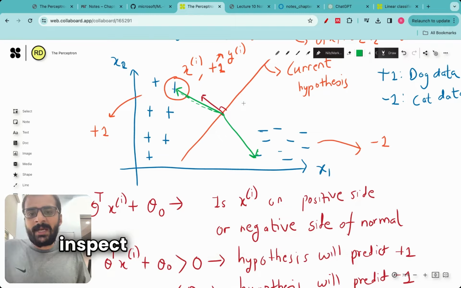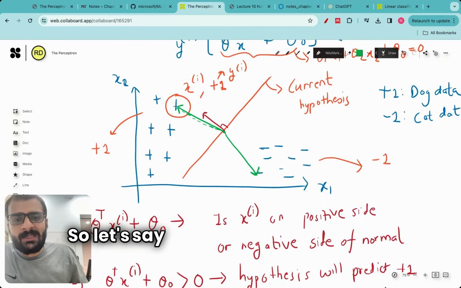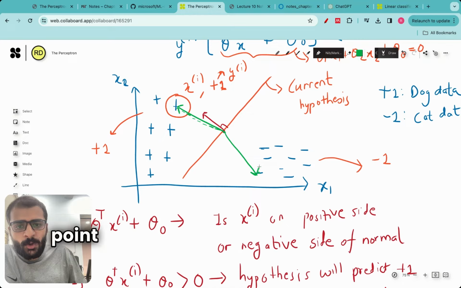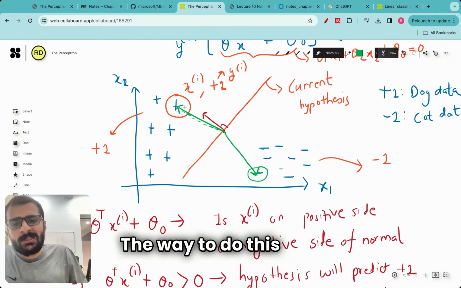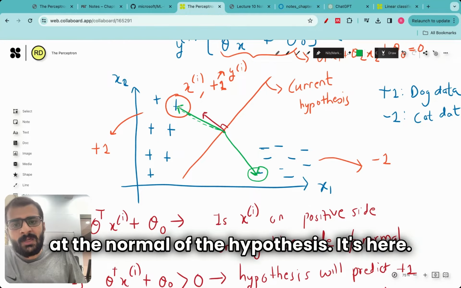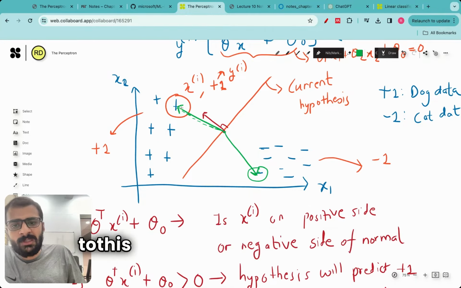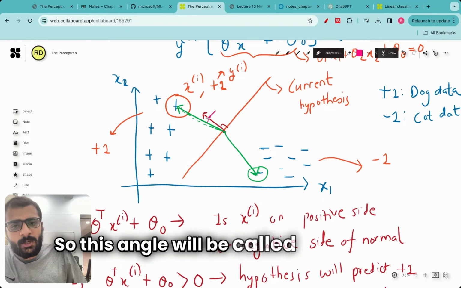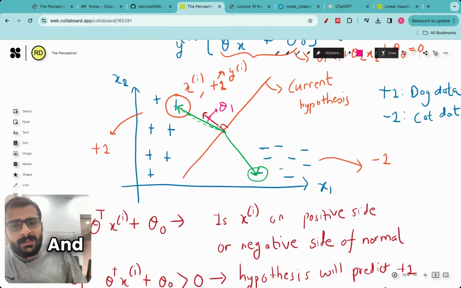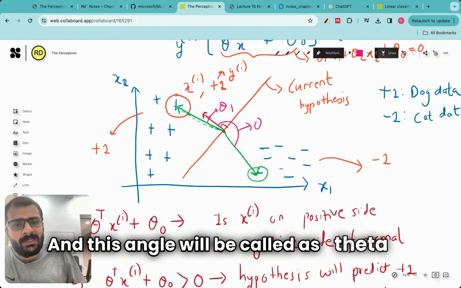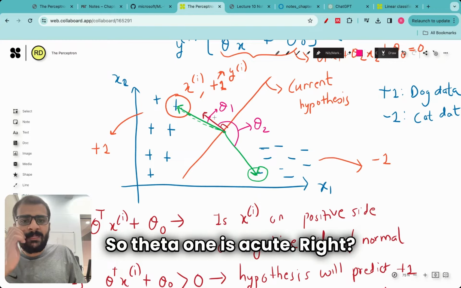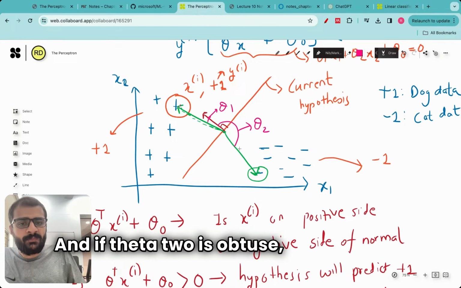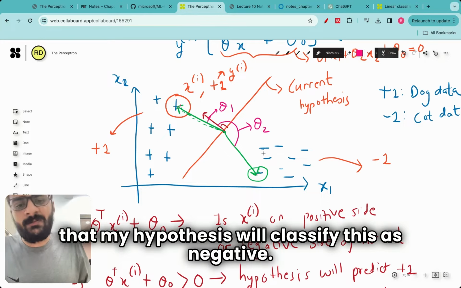If you visually want to inspect what our hypothesis predicts, let's say orange is my hypothesis, and I want to predict what my hypothesis predicts for this particular positive point and this particular negative point. The way to do this is to look at the normal of the hypothesis, which is here, draw the vector first from the origin to this point and then to this point, and then look at the two angles. This angle will be called theta 1, and this angle will be called theta 2. Theta 1 is acute, which means that my hypothesis will classify this point as positive. And theta 2 is obtuse, which means that my hypothesis will classify this as negative.